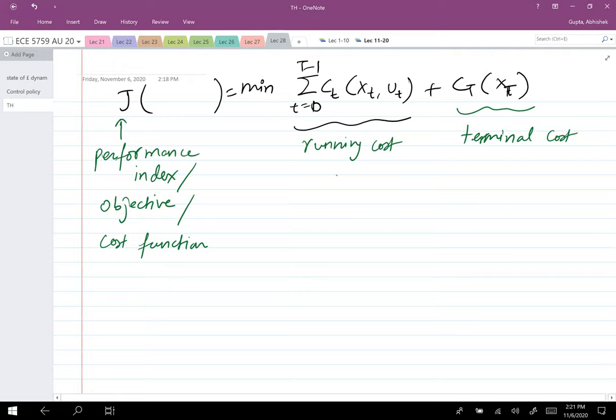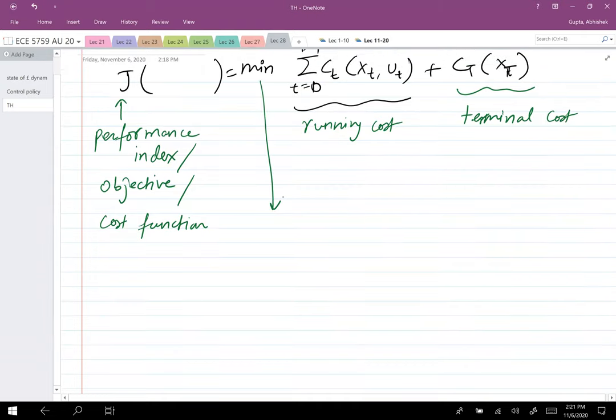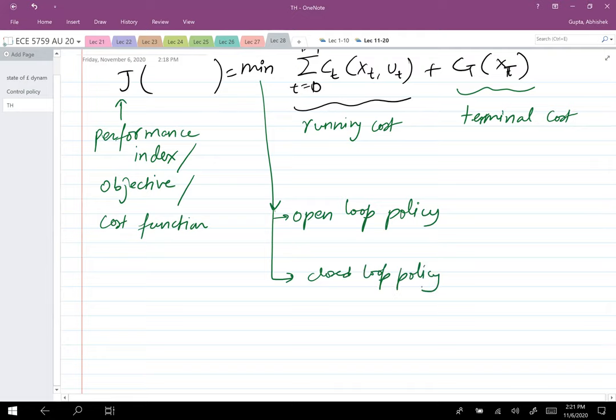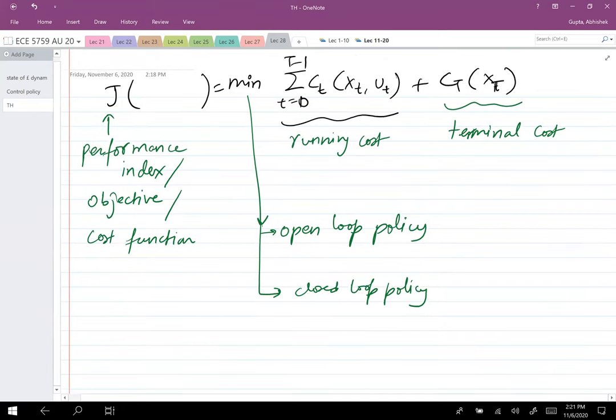So that's captured by the running cost. And then you have a performance index. Now you can do the minimization over open loop policies, or you can do the minimization over closed loop policy. If you're doing the minimization of the performance index over open loop policy, the key tool that we are going to talk about is the maximum principle. And if you want to minimize the performance index with respect to the closed loop policy, then the key tool we are going to study is dynamic programming.